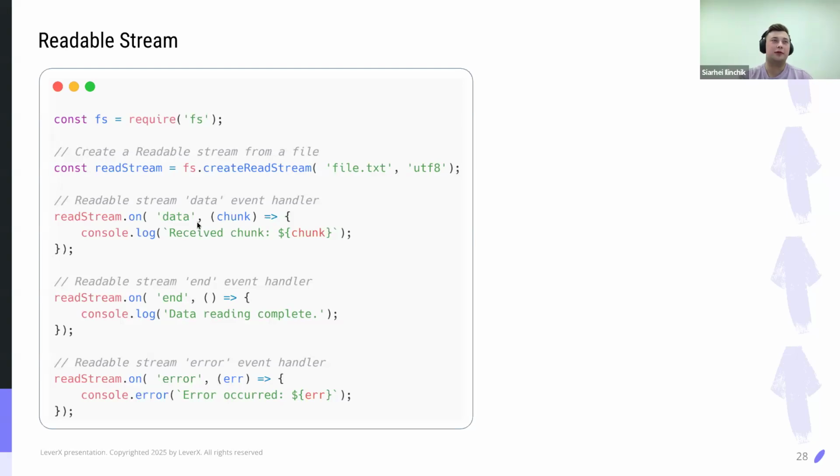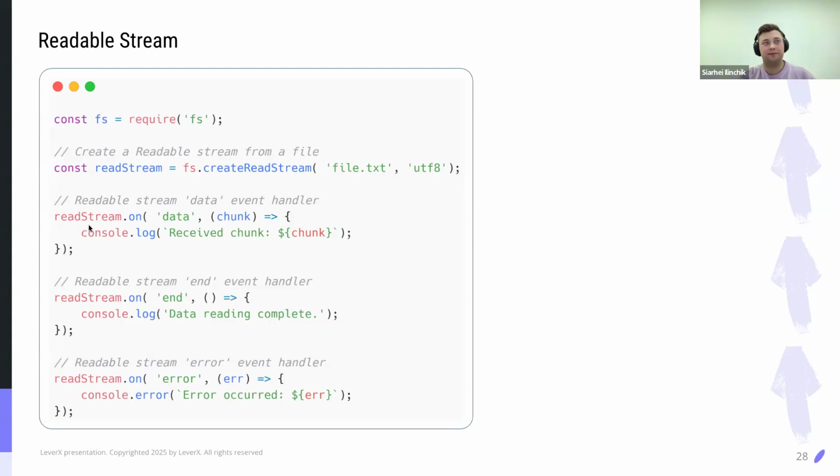Now let's take a look at how we can create a read stream and use it. For this example, the FS module is important, and the easiest way to get a readable stream is to get it from a file. Exactly what we are doing here. So here we have some file.txt declared, created, and we are creating the read stream out of this file. Basically that's the only thing we need to do.